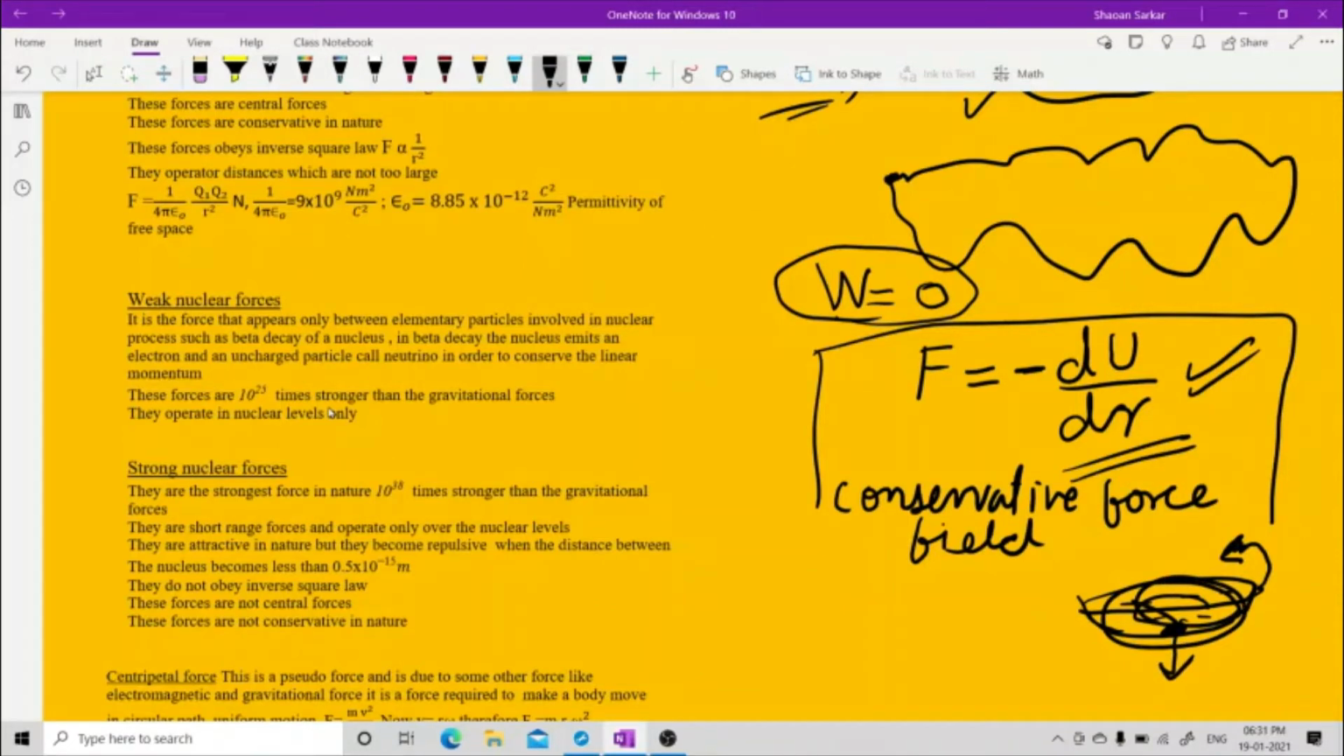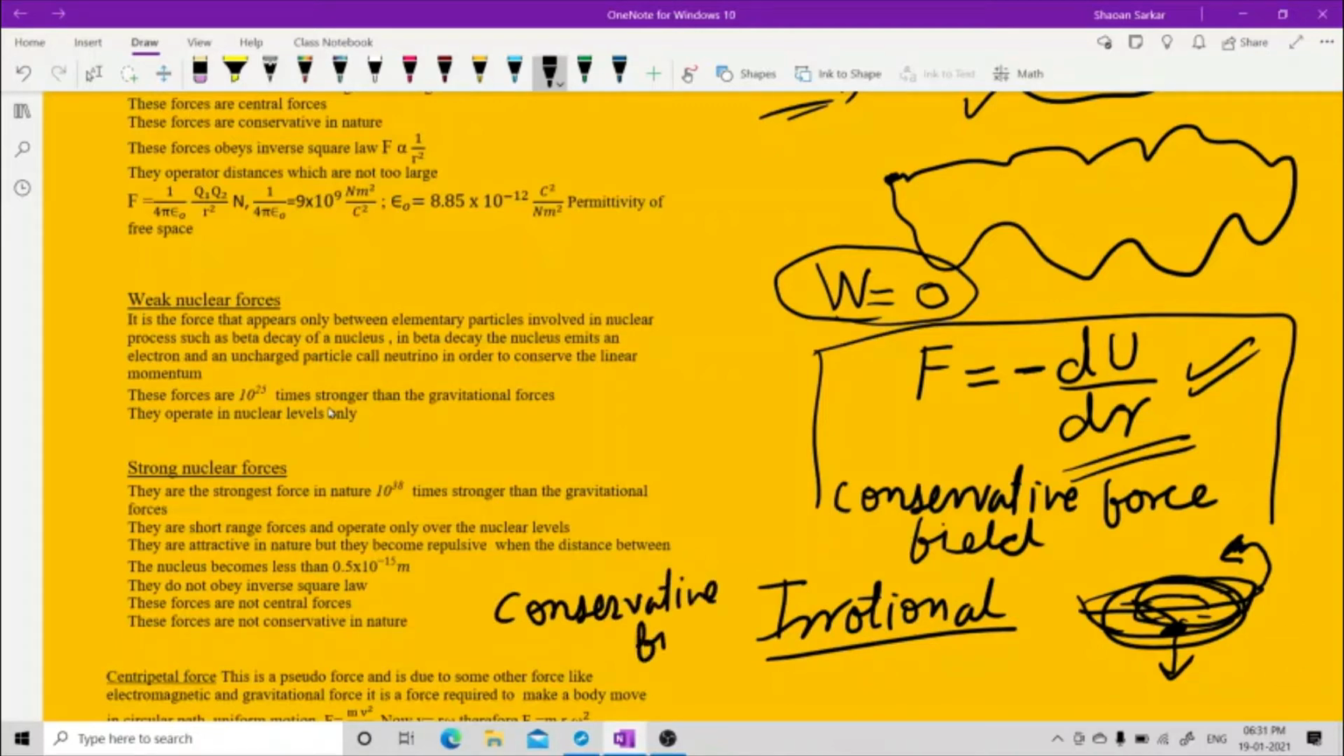But a conservative force field is irrotational. It does not rotate. Conservative field is irrotational. This is very, very important. Conservative field is irrotational. Let me write it somewhere here. Conservative field is irrotational. This is very important. Let me repeat what I said here.